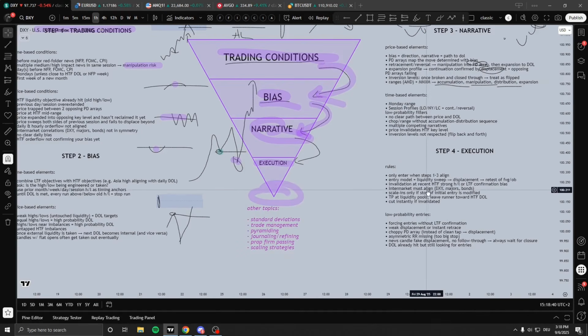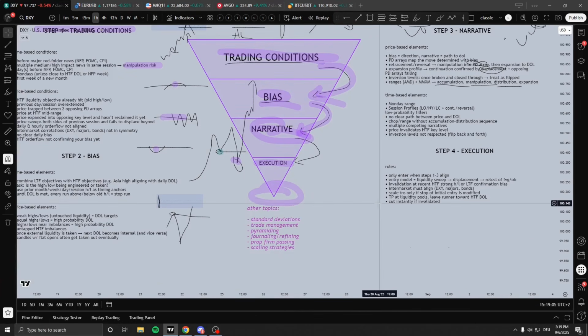Intermarket again must align, so you don't want to see at your entry time frame suddenly DXY and majors or bonds doing exactly the opposite of what they are supposed to do. That would be again low probability. You can only scale or pyramid into your trade if the initial entry of your trade is being modified. If it's still at the same level, you can't pyramid or scale in. Then TP at liquidity pools and you leave runners for the higher time frame DOL.